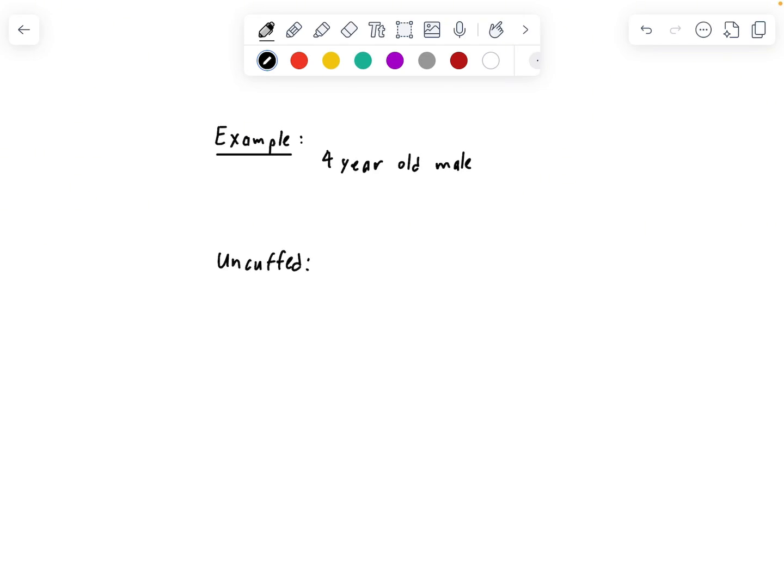I'll give you a second here to think about your formula, and using the age 4 is going to make it a lot easier. But remember, it's going to be age divided by 4 plus 4. So in this case, it'll be 1 plus 4. In this instance, for uncuffed, you'll be looking at a 5.0 ET tube. And let's say you want to do cuffed. Just remember that it's minus 0.5. So you're looking at a 4.5 ET tube.